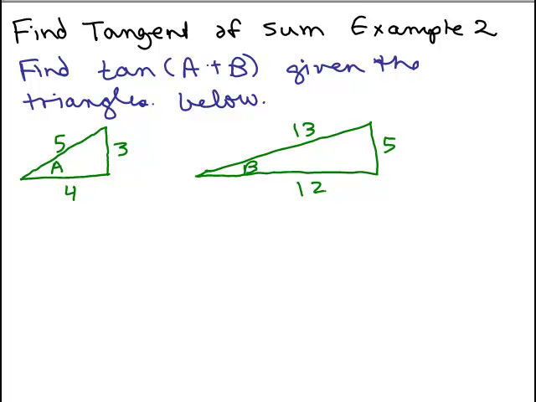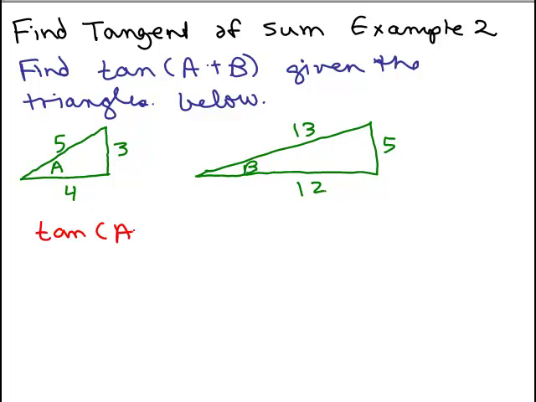All right, here's our next example for finding the tangent of a sum. So we want to find the tangent of A plus B given the triangles below, where we see angle A, we see angle B. Now remember, the sum means if you took angle A, which looks like it's something this big, and then you're adding on this smaller angle B, then we'd somehow have to figure out the tangent for that angle here. Okay? So we want to use the formula.